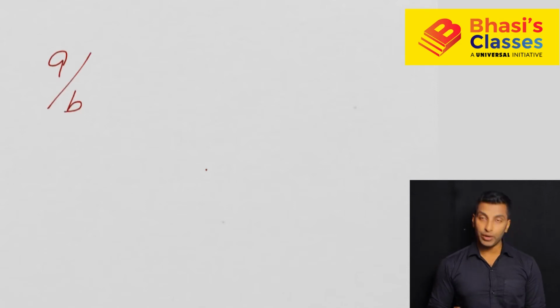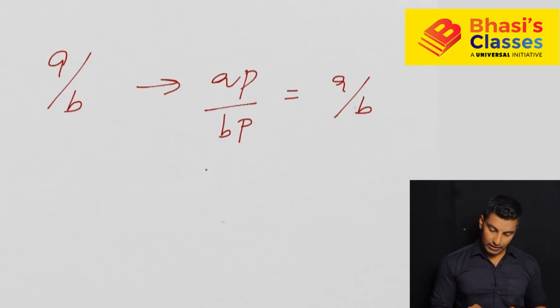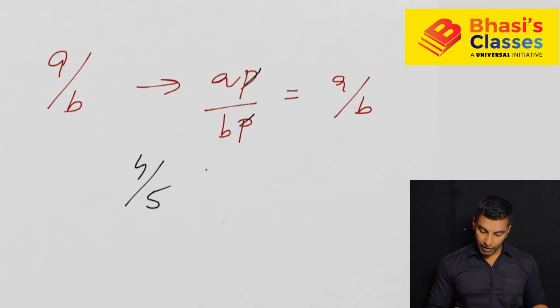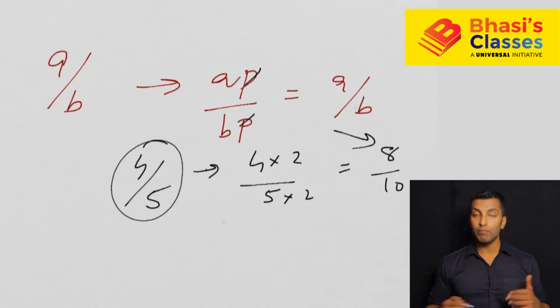Now you have a ratio A by B. If you multiply the numerator and denominator with the same number, let's say P, so AP by BP. Now this AP by BP will be equal to A divided by B. Very simple, because this is obvious, because P and P get cancelled out, you know this, right? So it's like a 4 by 5 ratio. Now if you multiply 4 with 2 and 5 with 2, what you get is 8 by 10. So 4 by 5 and 8 by 10 both are actually the same.